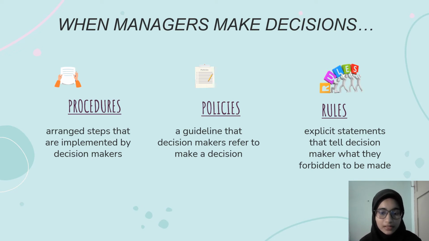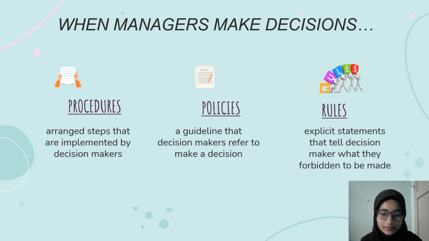Other than that, the second thing that managers really need to follow is rules. A rule is defined as an explicit statement that tells a decision maker what they are forbidden to do, what they really can't do. Rules are usually used because they are simple to follow, and they are important to ensure consistency.